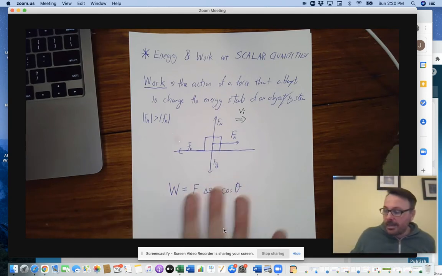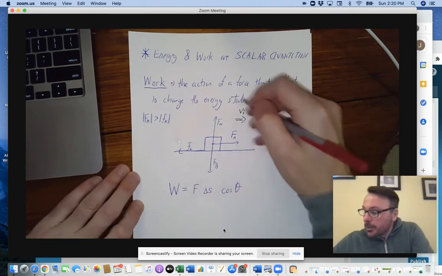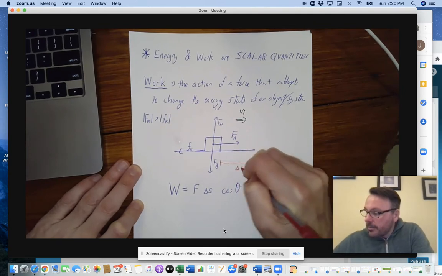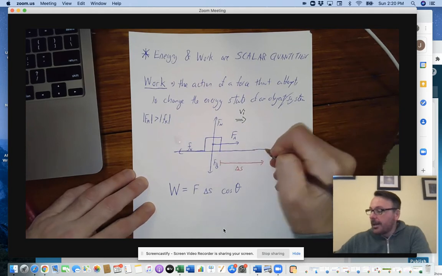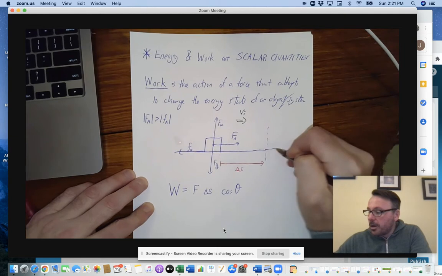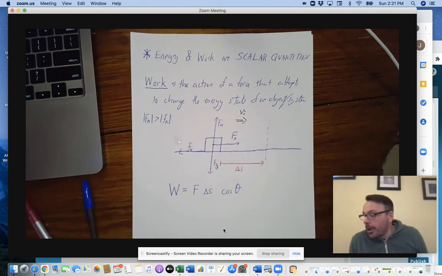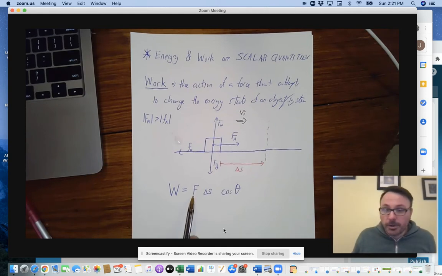And so you should have learned this last year. So let's say that this object we know is going to displace to the right. Let's say it displaces x this amount for the given time. Or rather, we're only concerned with it up to this point, and then we could talk about what happens after that point in terms of a problem, okay? So what do we have here? Here's the force. Here's the displacement over which that force acts. What on earth is theta?